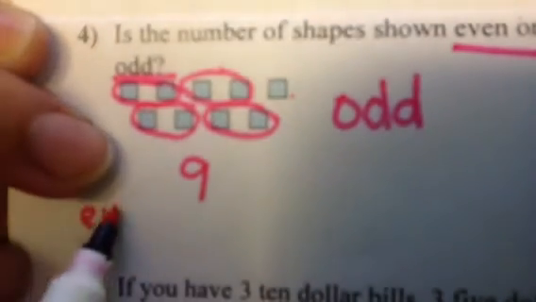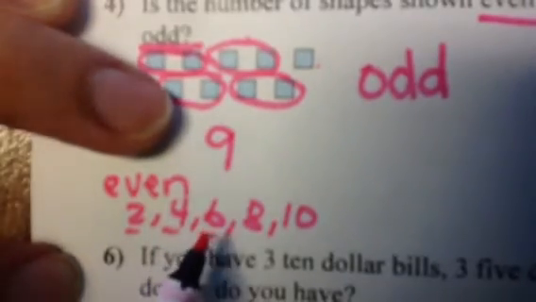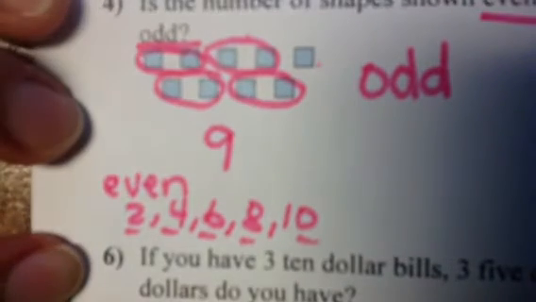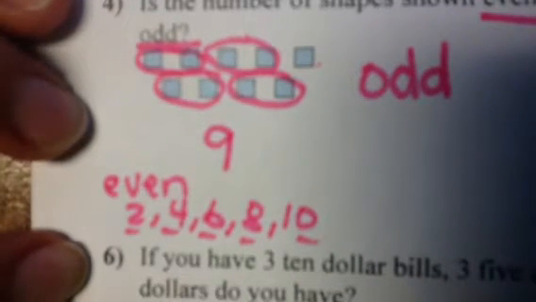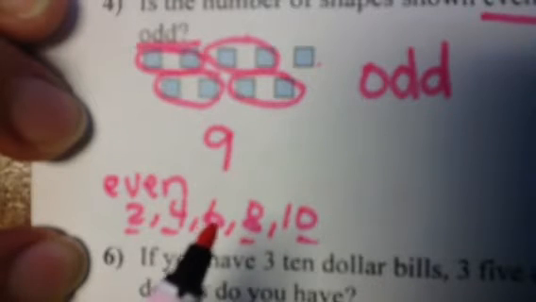Okay, so remember, what numbers are even? Even numbers are 2, 4, 6, 8, 10, and anything else that has a 2 in the ones place, a 4 in the ones place, a 6 in the ones place, an 8 in the ones place, and a 0 in the ones place. So for example, if I had 78, well, I don't have to draw 78 shapes. I can just think 78, the ones is an 8, so that makes it even.